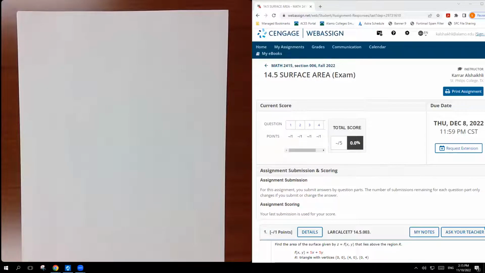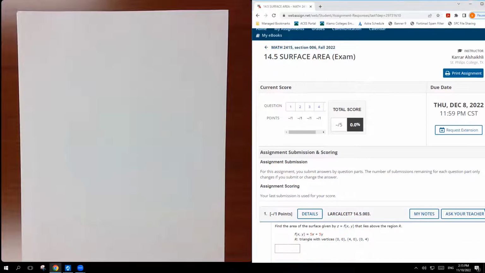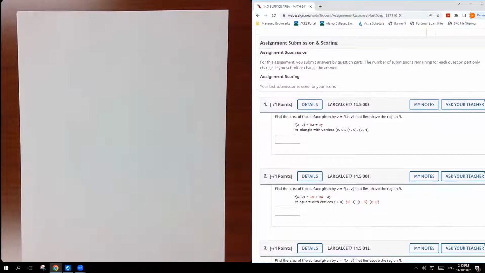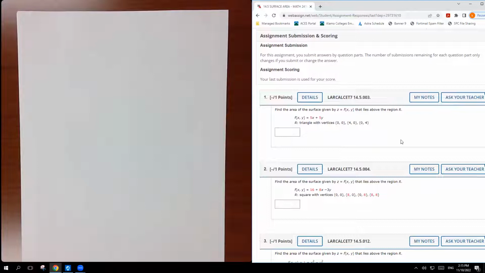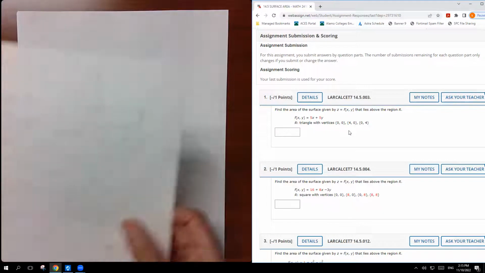Let's start with section 14.5, surface area. Let's go with the first example. They say find the area of the surface given by z equal f of xy that lies above the region R. So here's our function f(x,y) equals 5x plus 5y, and R is the triangle with vertices (0,0), (4,0), and (0,4). So let's see the first one.